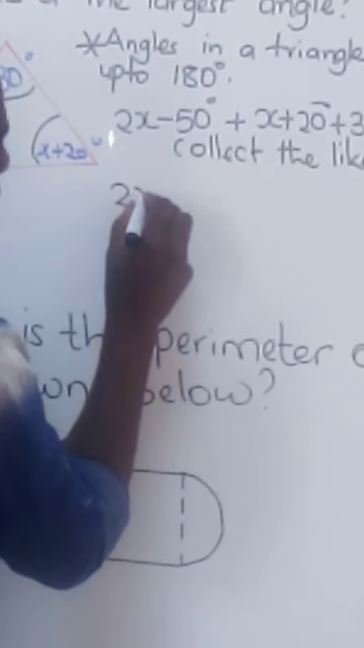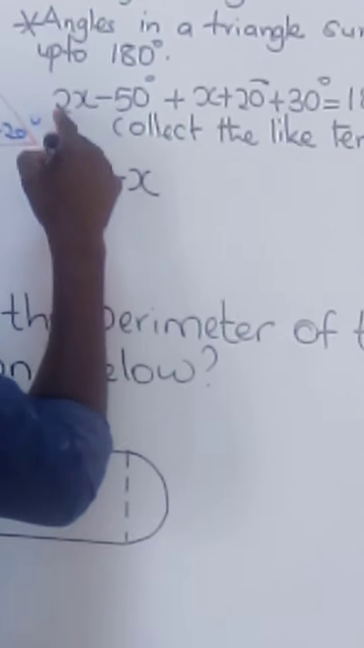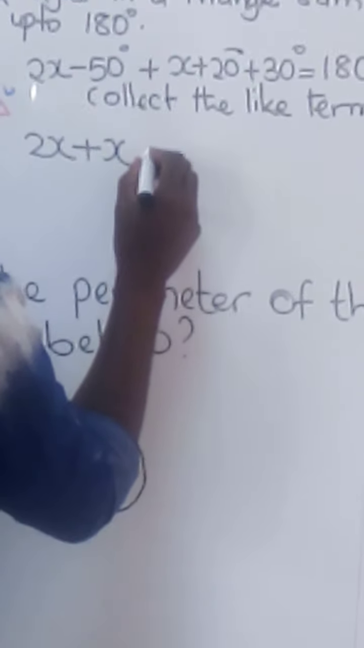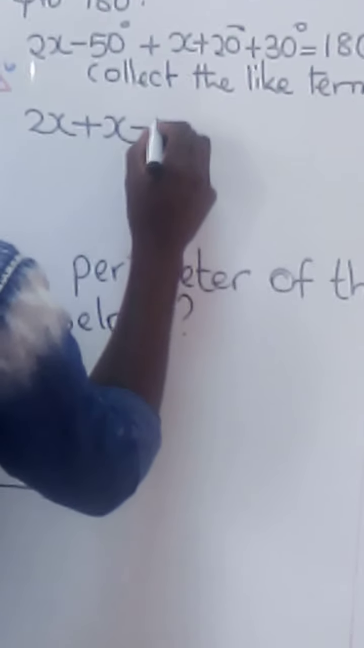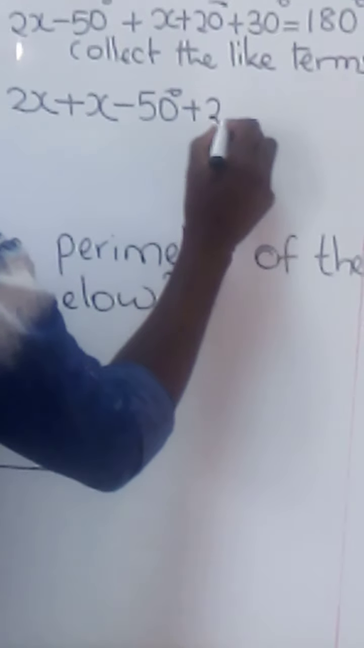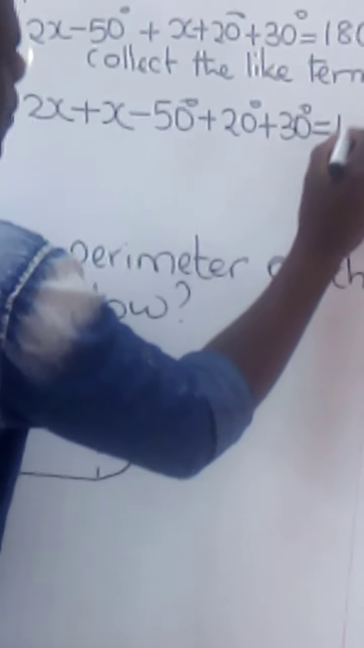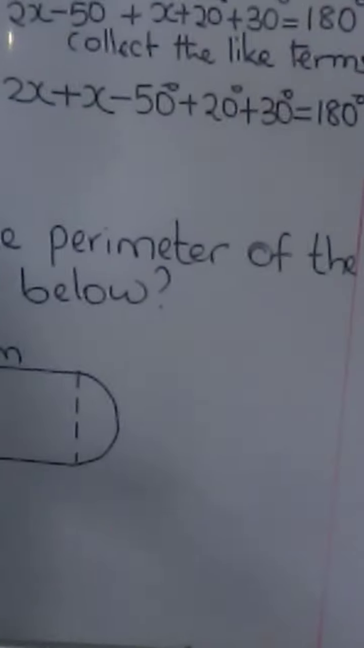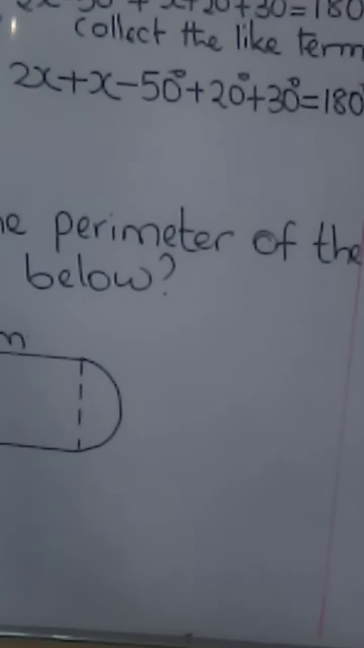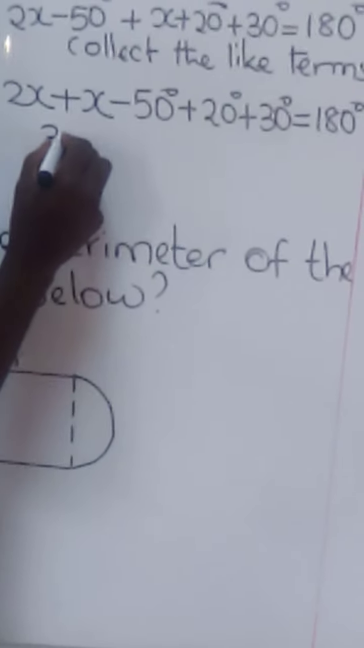2x is a like term to x. So plus x. 2x plus x. Then we have minus 50 degrees, then plus 20 degrees plus 30 degrees. This should give us 180 degrees. And so coming here, carrying out the operation, 2x plus x gives us 3x.